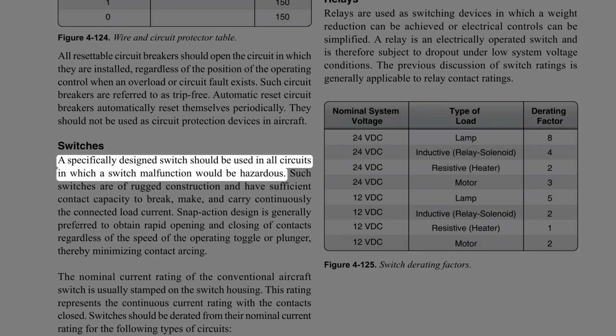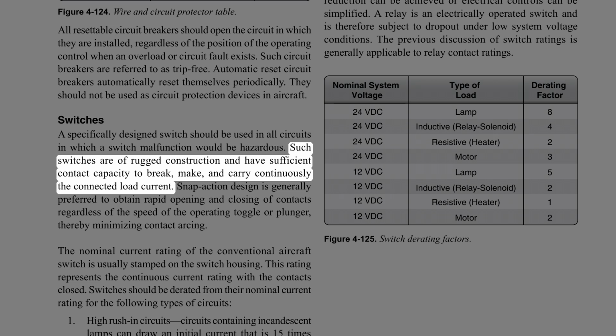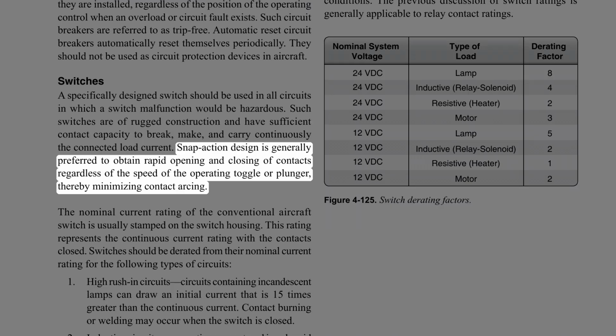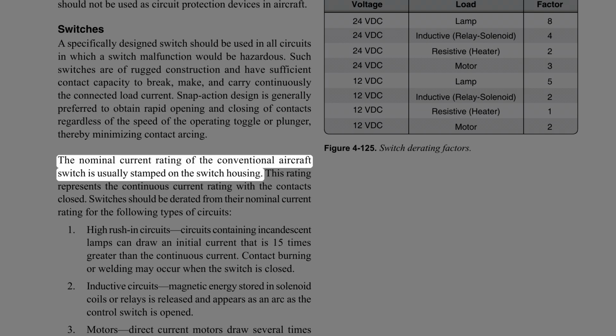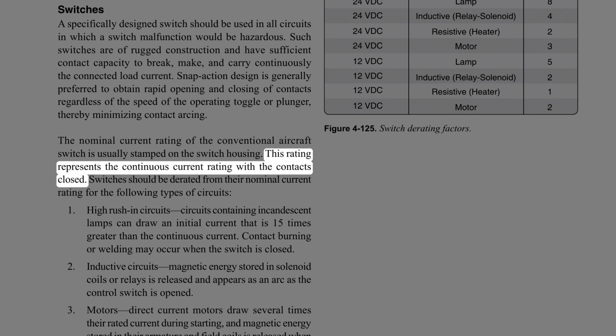Switches. A specifically designed switch should be used in all circuits in which a switch malfunction would be hazardous. Such switches are of rugged construction and have sufficient contact capacity to break, make, and carry continuously the connected load current. Snap-action design is generally preferred to obtain rapid opening and closing of contacts regardless of the speed of the operating toggle or plunger, thereby minimizing contact arcing. The nominal current rating of the conventional aircraft switch is usually stamped on the switch housing. This rating represents the continuous current rating with the contacts closed.